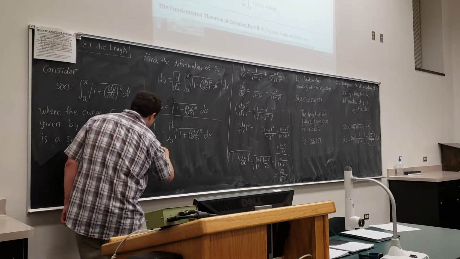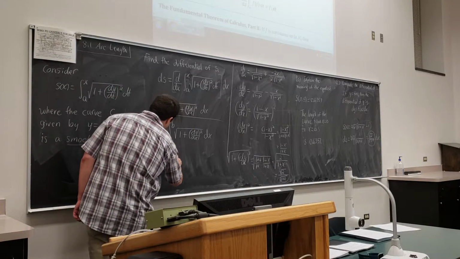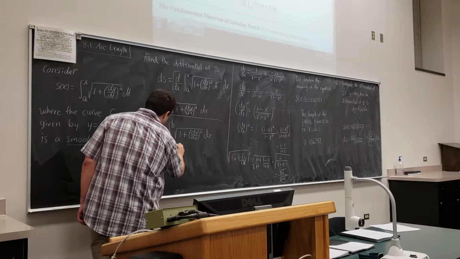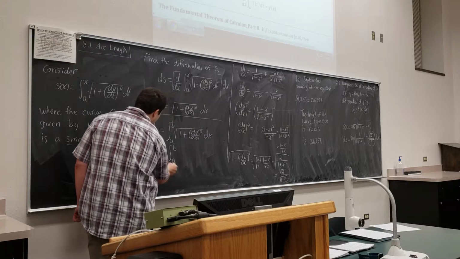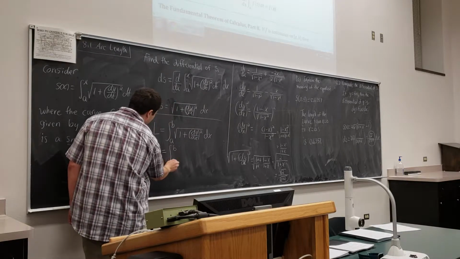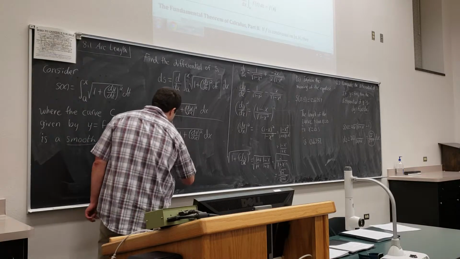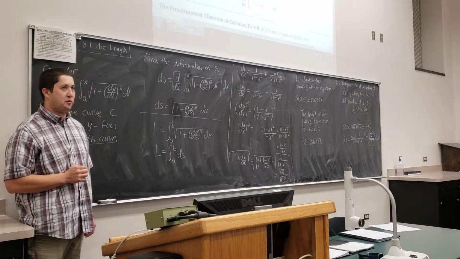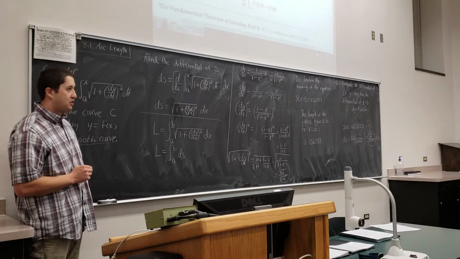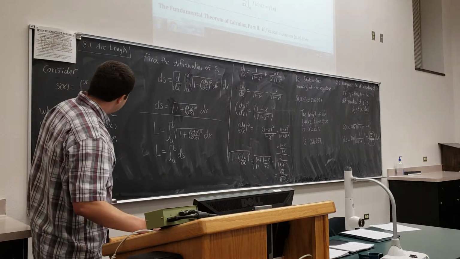But if we use the arc length function, we can take that whole definition and say the length of the curve from a to b is equal to the integral from a to b of ds. And that's now the entire formula. It's kind of a nice trick. And this is a trick that's used in a lot of stuff.